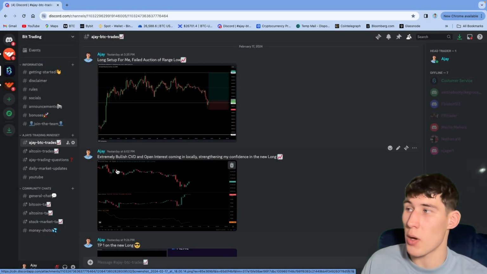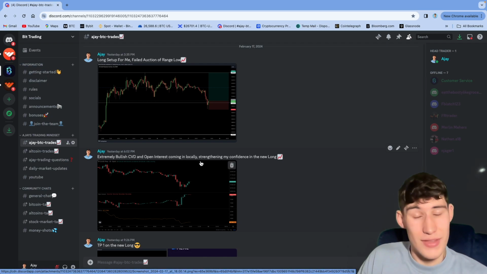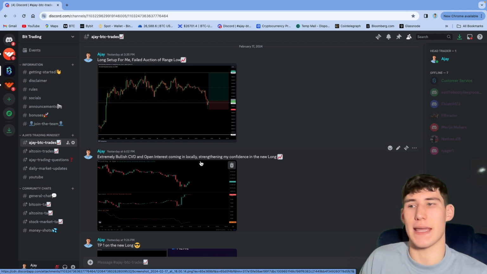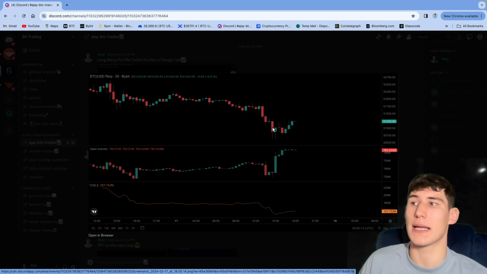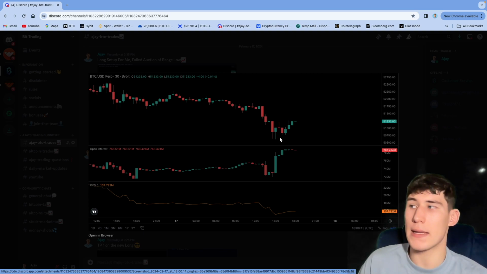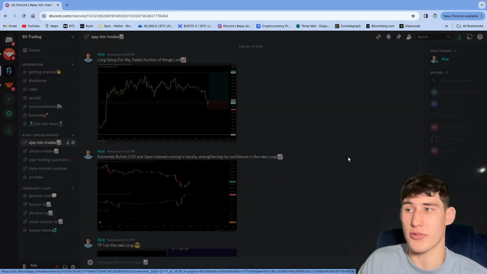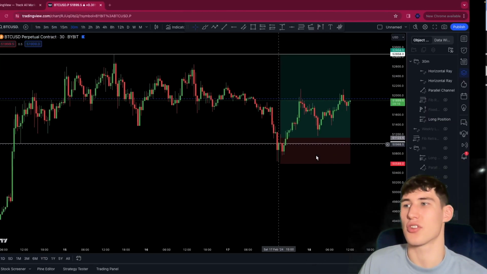I went on to say as well that we were looking extremely bullish on the CVD and the open interest locally. So this was strengthening my confidence in this new long position that we had entered into. We can very clearly see here that as price is coming down into the low of the range, longs are opening, and a pretty significant amount of longs are opening as well. So this gave me even more confidence in the new long position that we had just entered into.